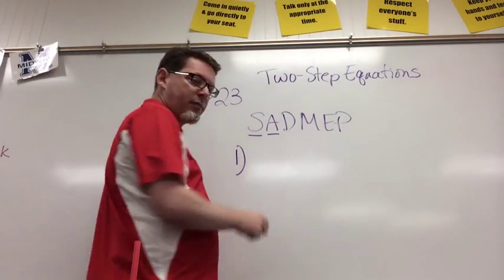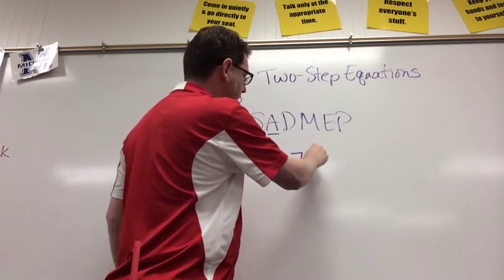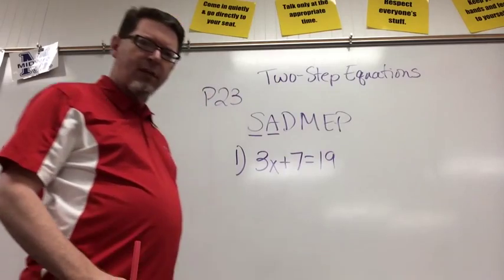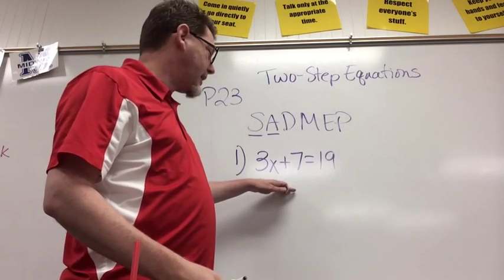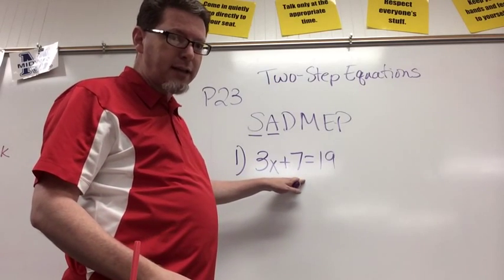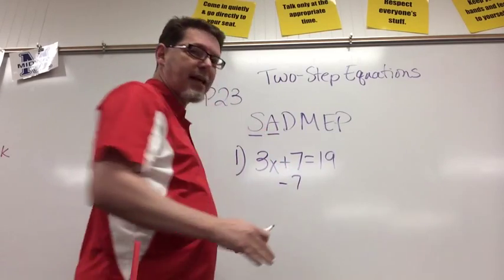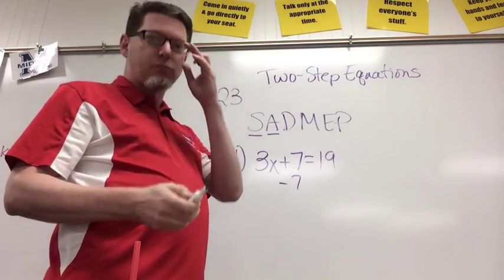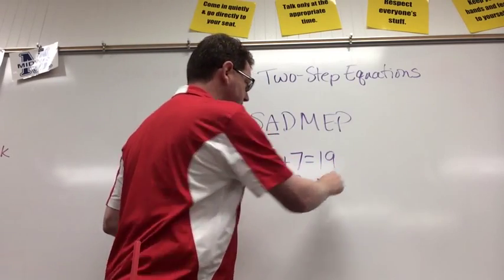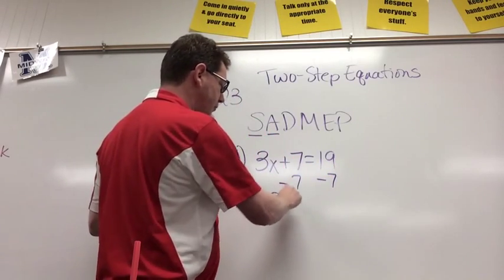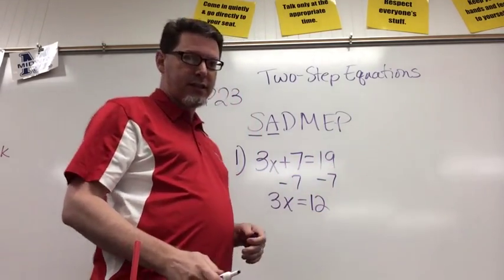Let's say I have example number 1, and it's 3x plus 7 equals 19. Now, do I have an opportunity to add or subtract first? Well, yes, I do. I got to get rid of that 7 before I can do anything else. So I'm going to subtract that 7 from both sides, because SADMEP says I could subtract or add first. Well, I'm going to subtract, because if I added, I wouldn't help myself at all. So I'm going to subtract 7 from both sides. Well, that leaves me there with 3x equals 19 minus 7 is still 12. Even in the country, folks, it's still 12.